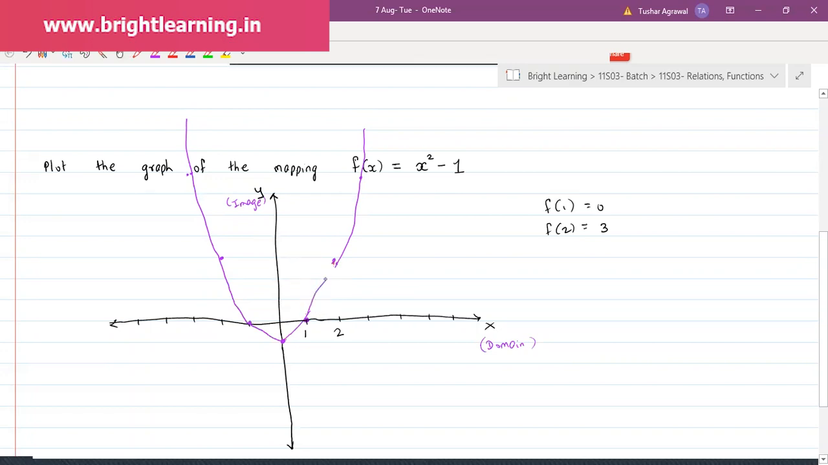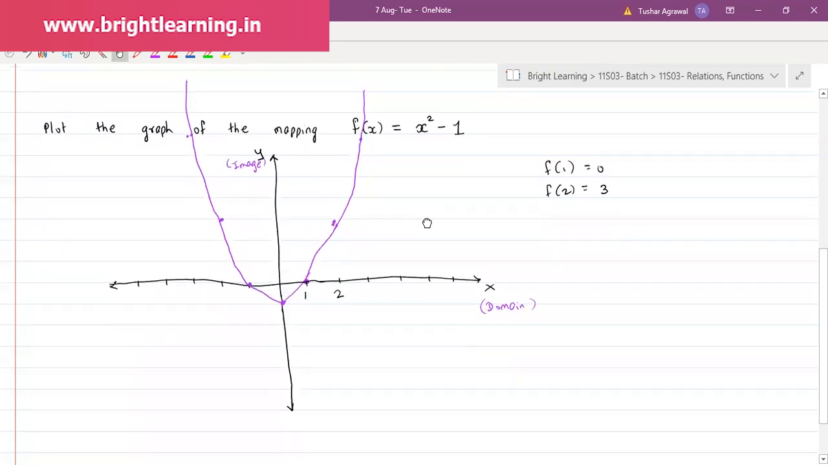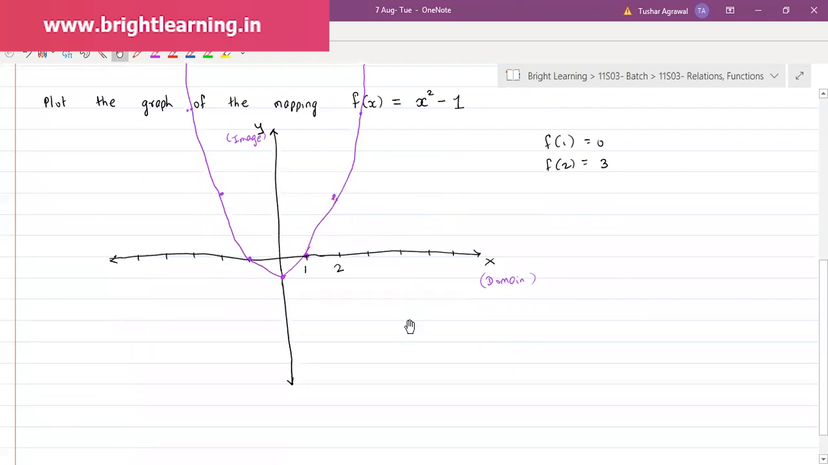Getting it? Understood the meaning of graph? What is the meaning of graph? So now we will see some properties of the graph of a function.